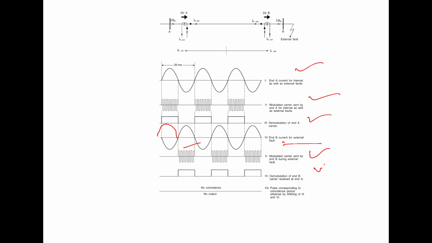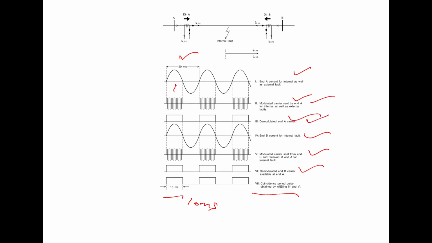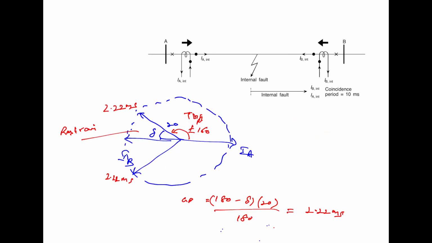Now this coincidence period can be easily found by ANDing the two demodulated carrier waves, and as a result no coincidence is there. So in this case no output is there. So definitely it will restrain, because in this case there is no coincidence or less coincidence, as is clear from this diagram.